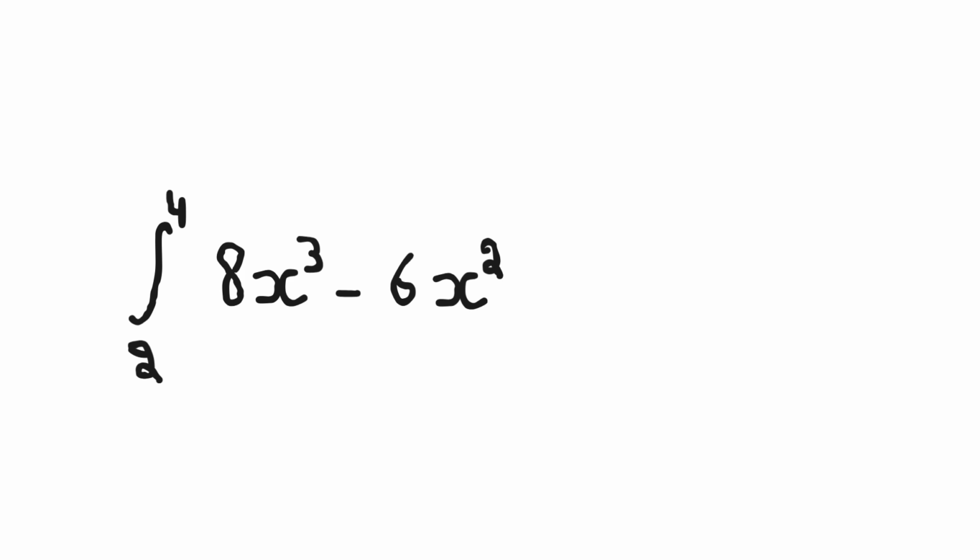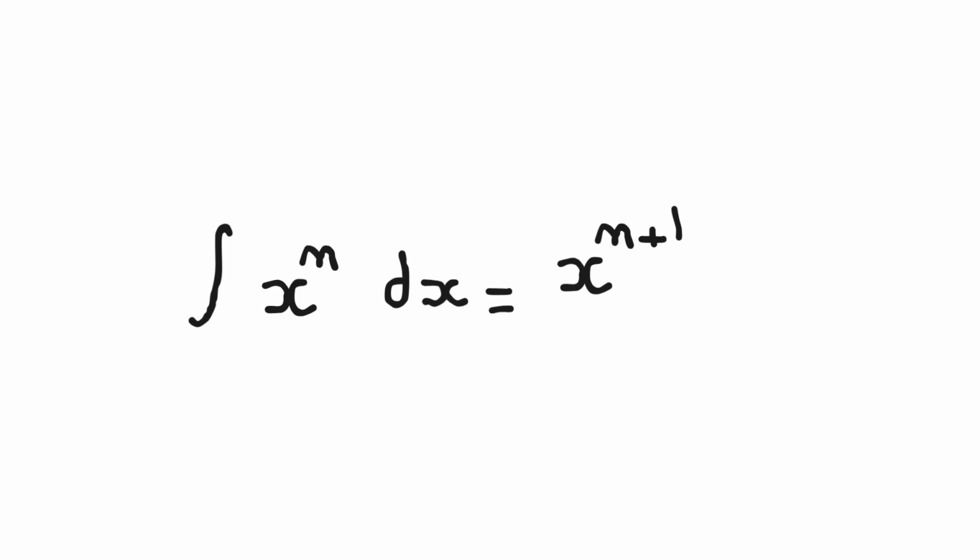Integral from 2 to 4 of 8x cubed minus 6x squared plus x plus 4 dx. To solve this one, we need to use the power rule of integration that says integral x to the power n dx equals x to the power n plus 1 over n plus 1 plus c.